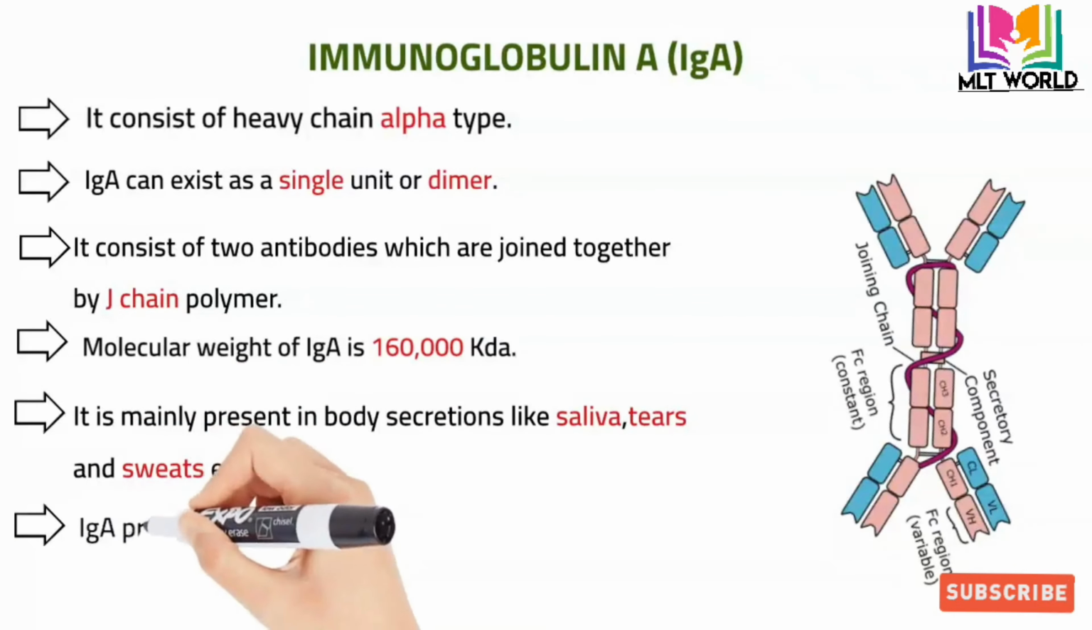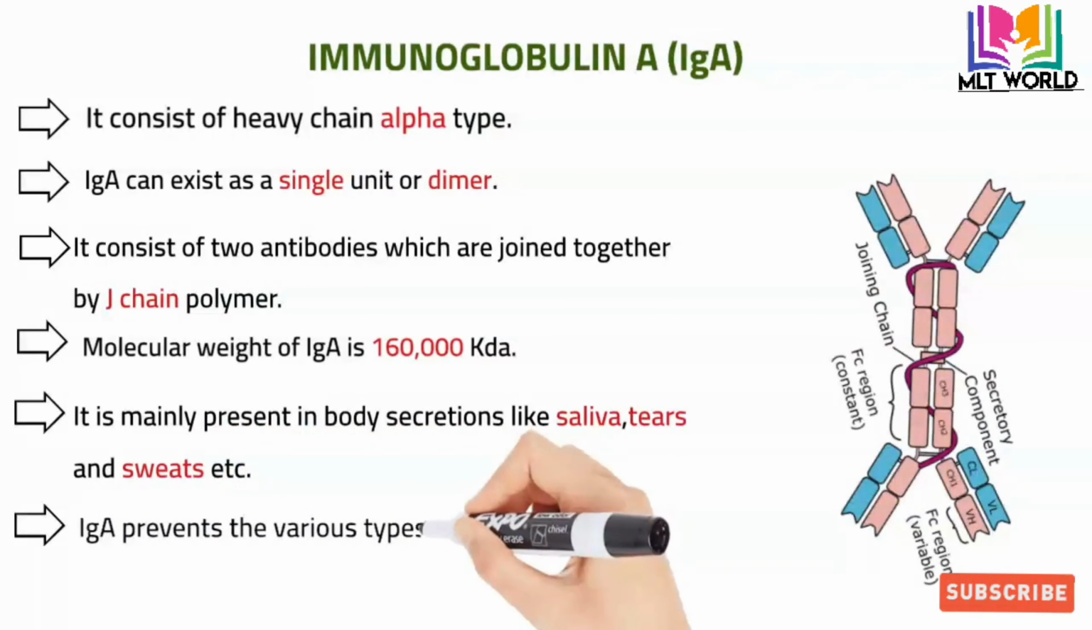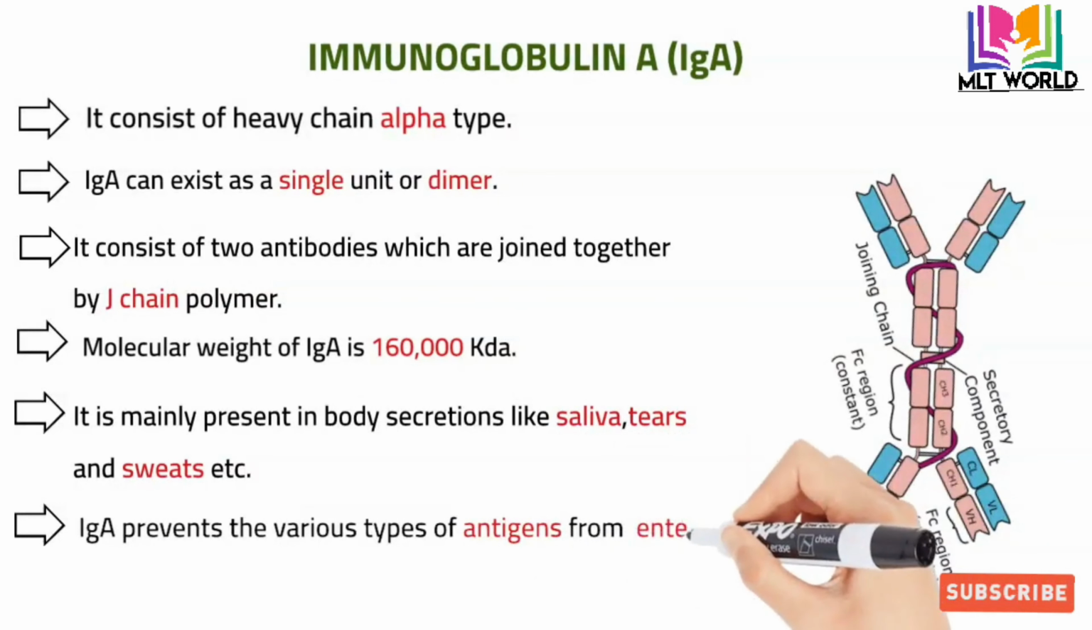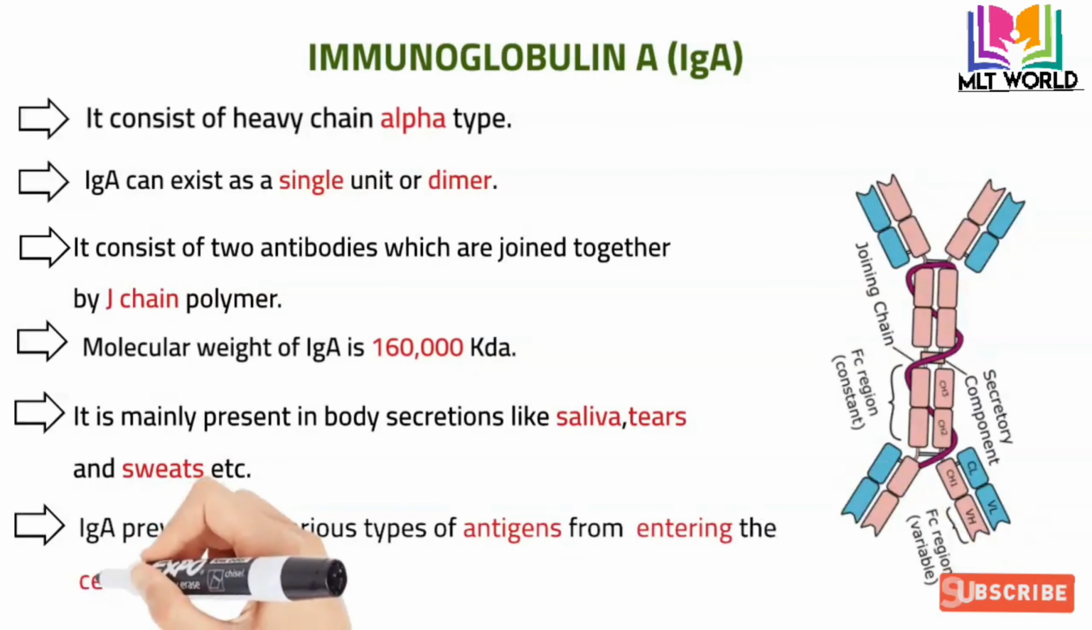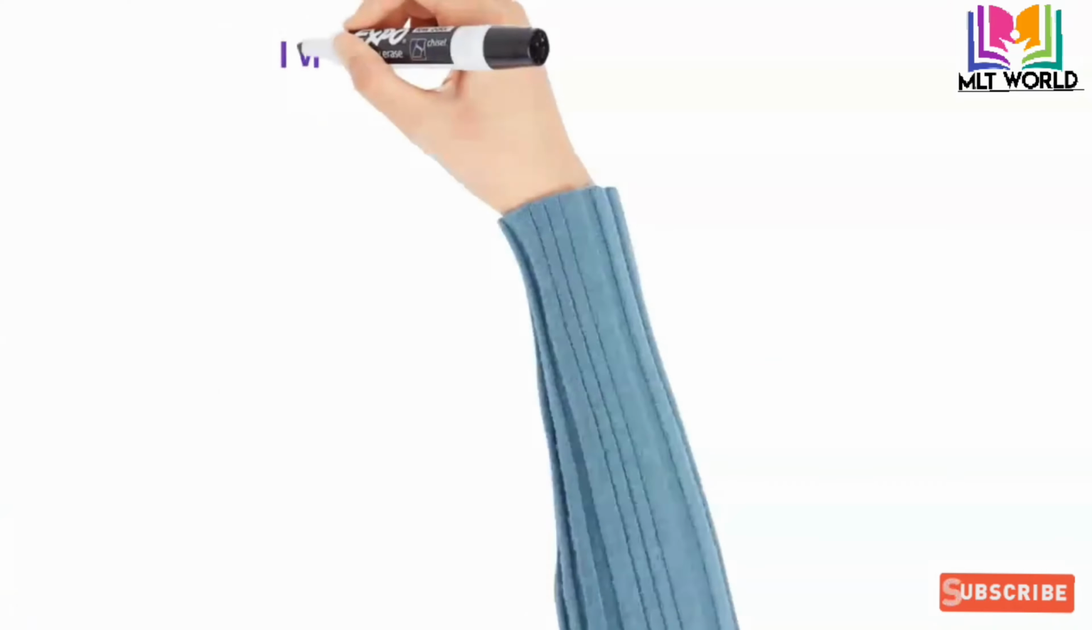The next point about immunoglobulin A is that IgA prevents various types of antigens from entering our body and from entering the cells of the human body.